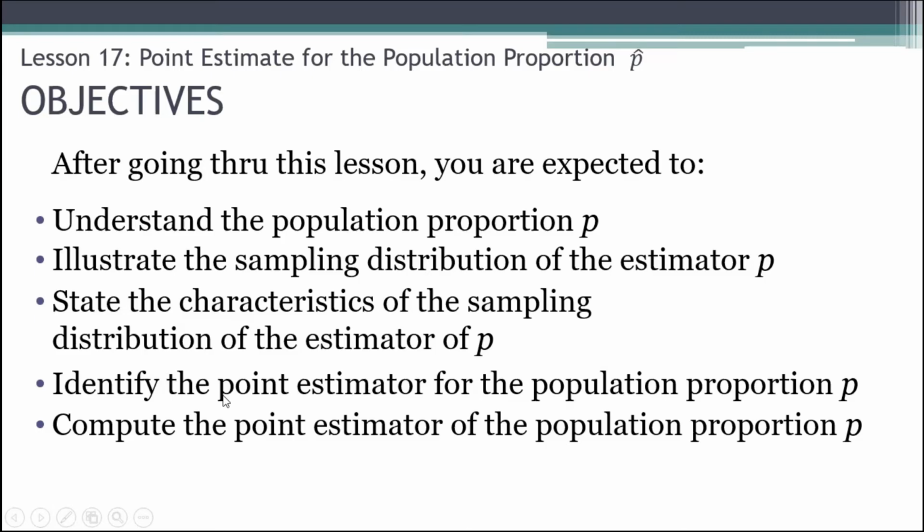For the lesson objectives, after going through this lesson, you are expected to understand the population proportion P, illustrate the sampling distribution of the estimator P, state the characteristics of the sampling distribution of the estimator of P, identify the point estimator of the population proportion P, and compute the point estimator of the population proportion P.